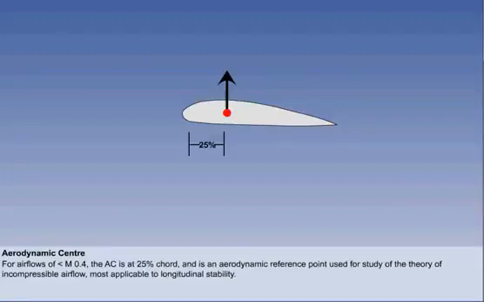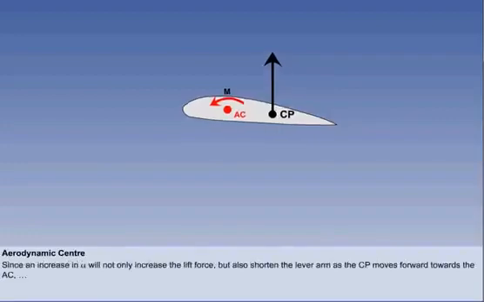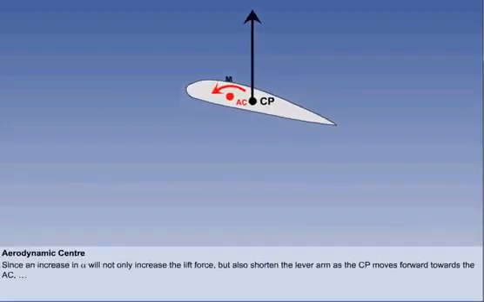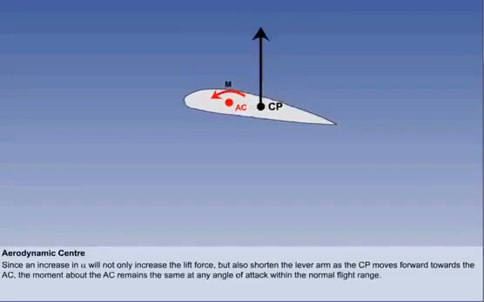There is a nose-down pitching moment about the AC, which is a product of the lift force at the CP and the arm between the CP and the AC. Since an increase in alpha will not only increase the lift force, but also shorten the lever arm as the CP moves forward towards the AC, the moment about the AC remains the same at any angle of attack within the normal flight range.